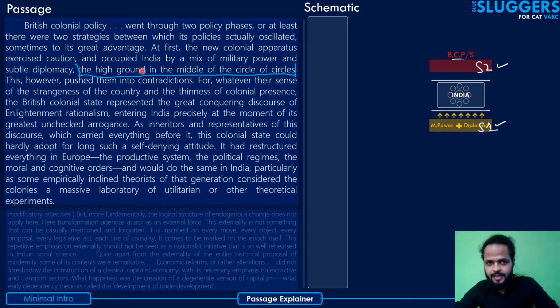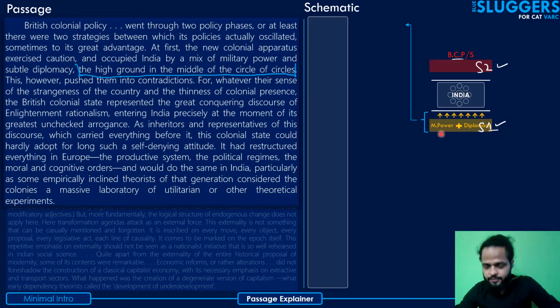I'll explain what exactly the author meant by saying that they occupied India at the high ground in the middle of the circle of circles. What exactly does that mean? Okay, so we will take this up slightly later, once the paragraph is done. Let's come to the next part. He says, this, however, pushed them into contradictions. What pushed them into contradictions? Deployment of the first policy, of the first strategy, where they were cautious and occupied the high ground, or occupied India by a mix of military power and diplomacy.